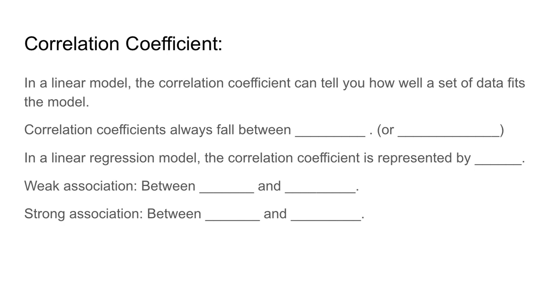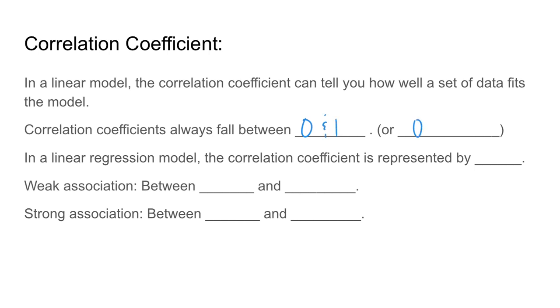Okay, so the next thing we need to look at are correlation coefficients. Correlation coefficients are a number value that is assigned to a linear model to basically tell you how well that set of data fits the model. So that correlation coefficient is always going to be a number that falls between 0 and 1.